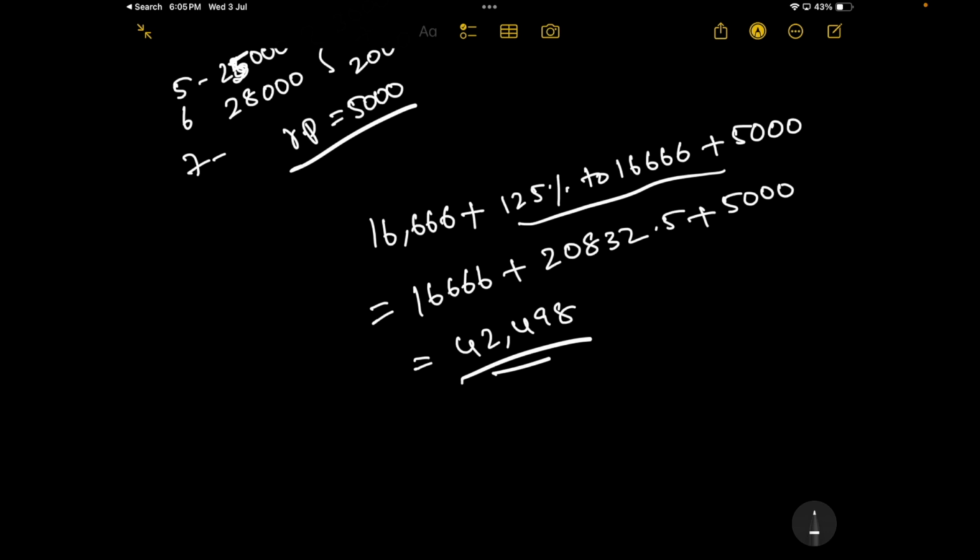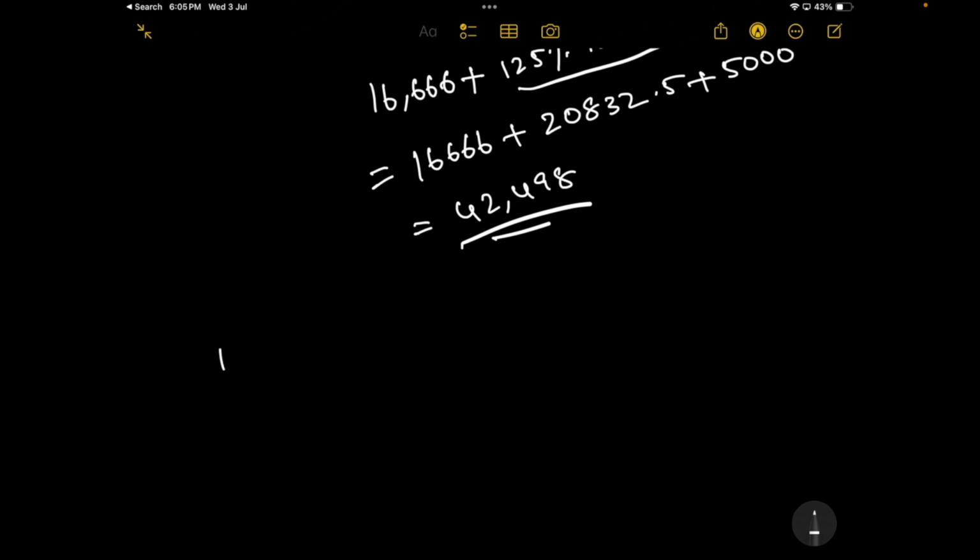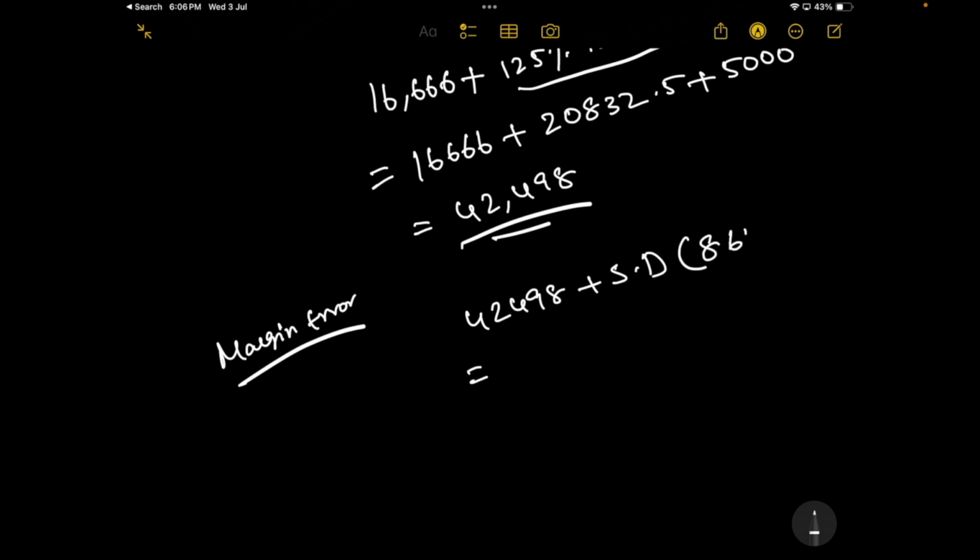This is not the final outcome. To get the final outcome you need to take the margin of error also. How are we going to take that? You have 42,498, so plus the standard deviation. How much is the standard deviation? 8,640. If you add those, you'll get 51,138. So this is our final value.